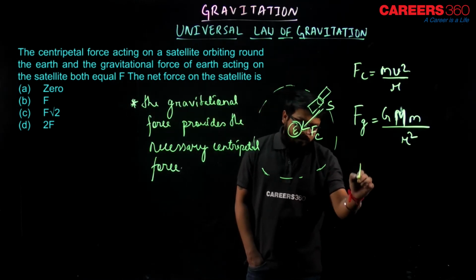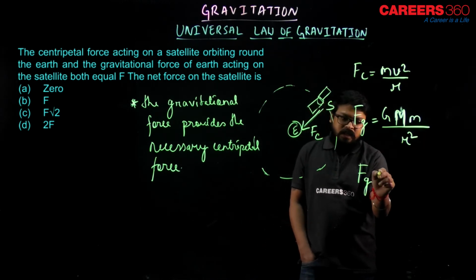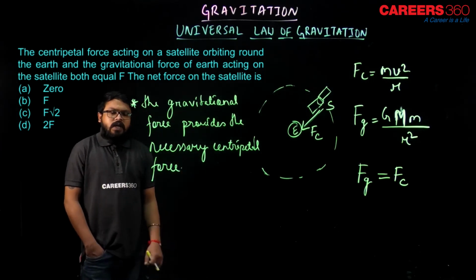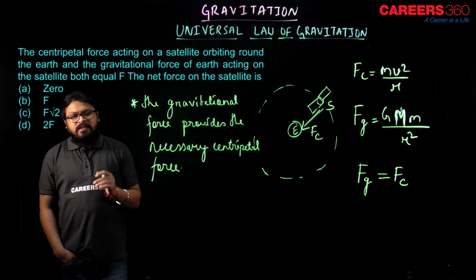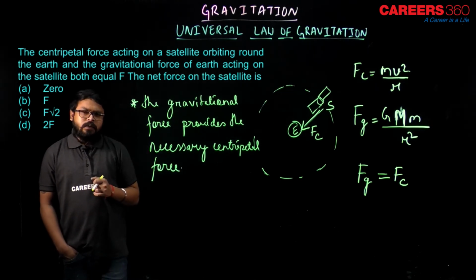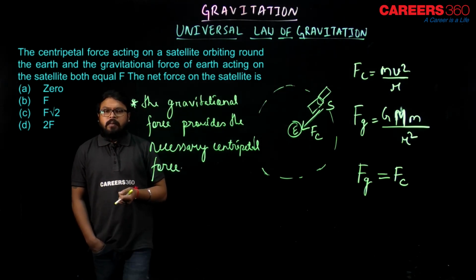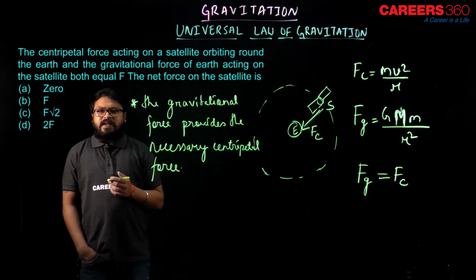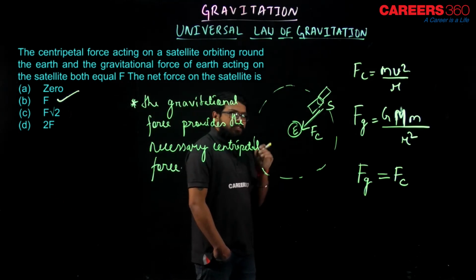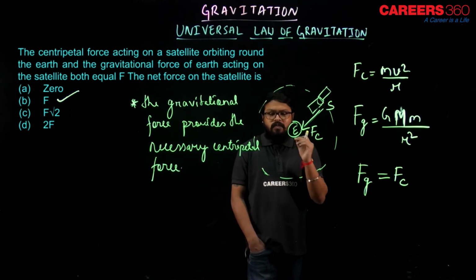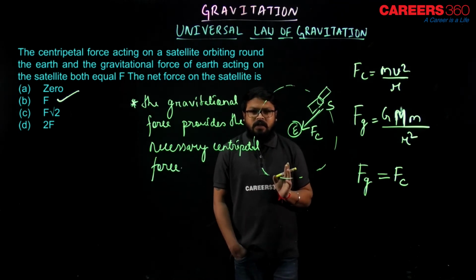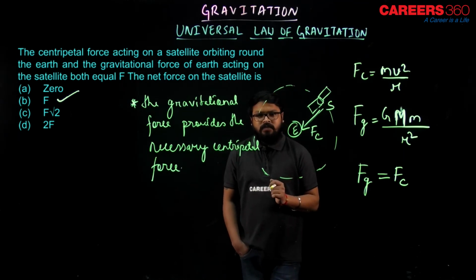So over here the force due to gravity or the gravitational force is equal to the centripetal force of the satellite revolving around the earth. Both the forces are same, only the names are different, that is, the gravitational force acting on the satellite due to the earth is actually the centripetal force. So what can we say? The net force on the satellite is F. Don't get confused over here, because the gravitational force is the only one which is providing the centripetal force. If there is no gravitational force, there won't be any centripetal force. I hope that is clear. So the net force acting on the satellite is F.